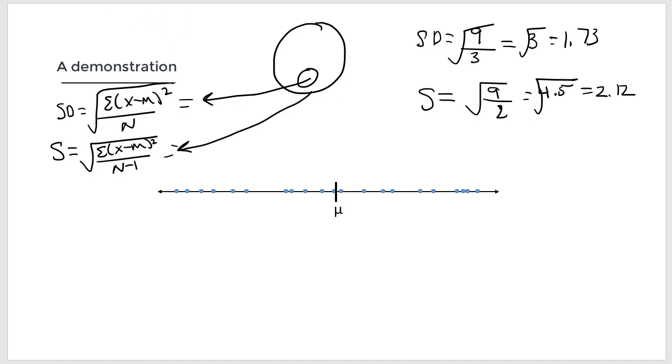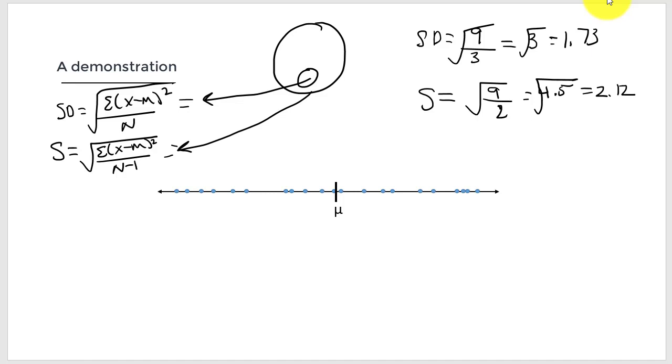So look what happens. When we take the standard deviation of the sample, we get 1.73. When we use the standard deviation of the sample, by dividing the sum of squares by the degrees of freedom, we get a larger estimate of the actual spread of scores. Now that's the mathematical explanation for it. I'm not going to say proof, but the mathematical explanation.